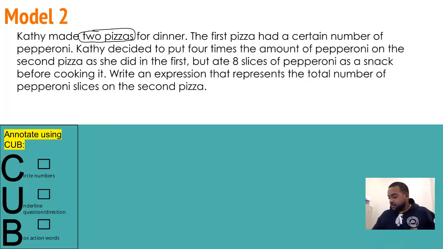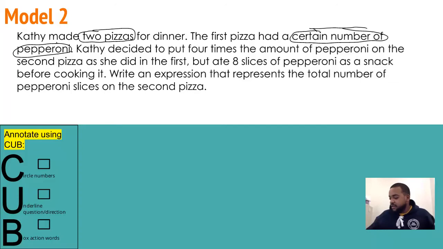The first pizza had a certain number of pepperoni. Now, when we think about numbers, we know that numbers can be variables. They're just representations of numbers that we don't know yet. Certain number of pepperoni, to me, is a number. It's telling me that there's a number there I don't know. This is going to be a variable more often than not. And you'll see phrases like this, a certain number or a certain amount. Those are all considered variables. So I'm going to go ahead and circle certain number of pepperoni.